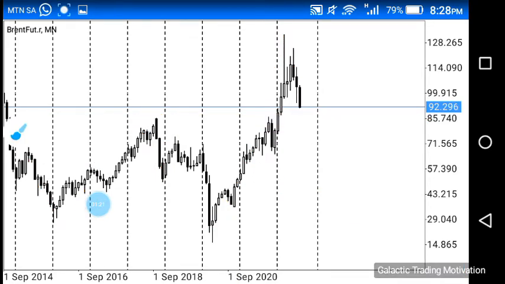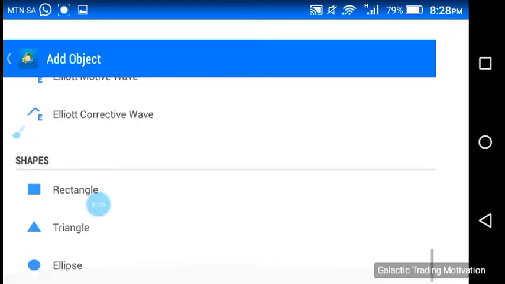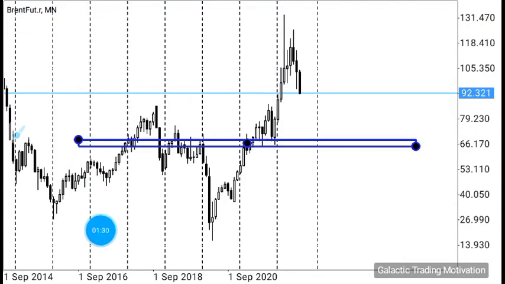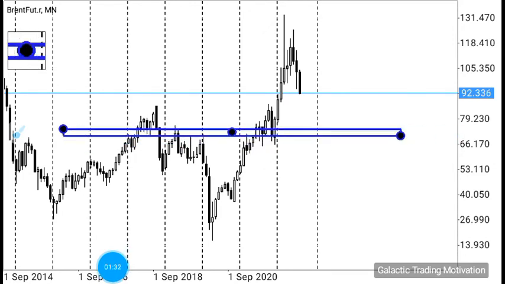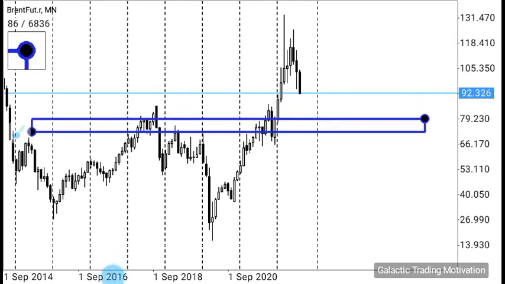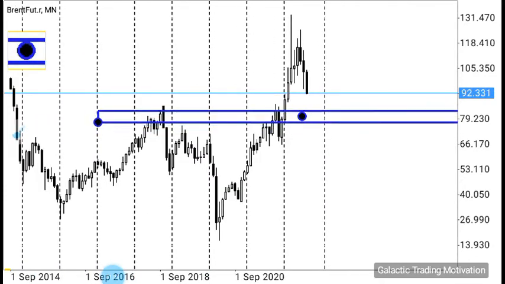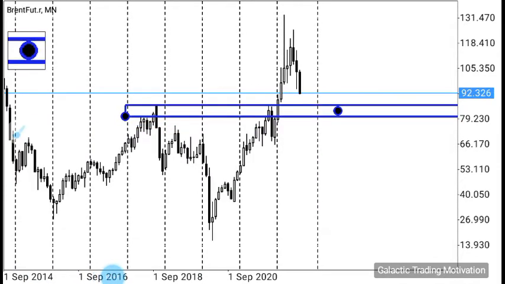So the next thing that I'm going to do is just add a neckline to that W structure, so just bear with me while I do so. There goes our neckline, right? So let's see, is there anything else of importance that we should be looking at on this particular chart, which is the monthly chart of Brent futures?